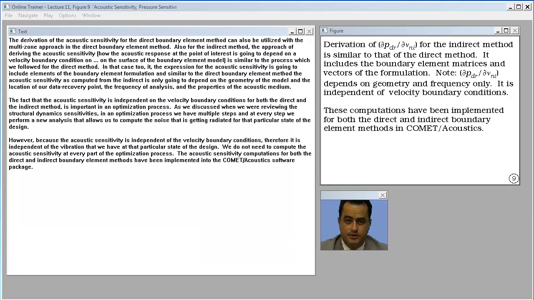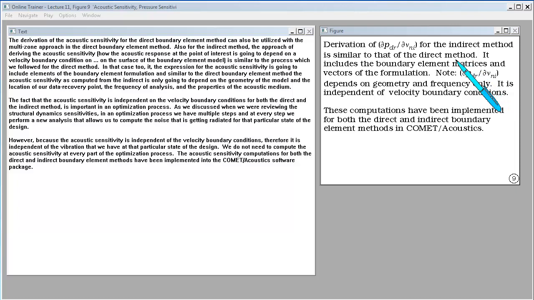The derivation of the acoustic sensitivity for the direct boundary element method can also be utilized with the multi-zone approach in the direct boundary element method. Also, for the indirect method, the approach of deriving the acoustic sensitivity, how the acoustic response at a point of interest is going to depend on a velocity boundary condition on the surface of the boundary element model, is similar to the process which we followed for the direct method.